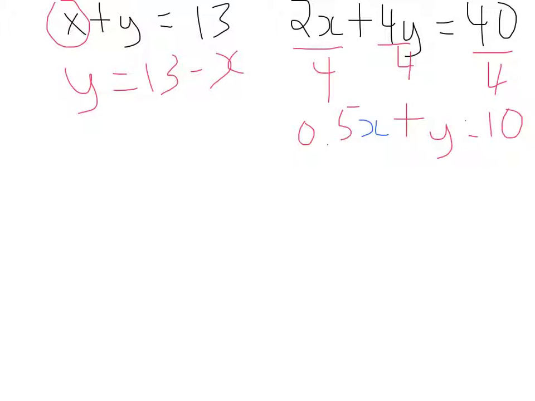10. And so now again I have to isolate for y. How do I do that? I have to subtract that 0.5x off both sides. So y will now equal 10 minus 0.5x.